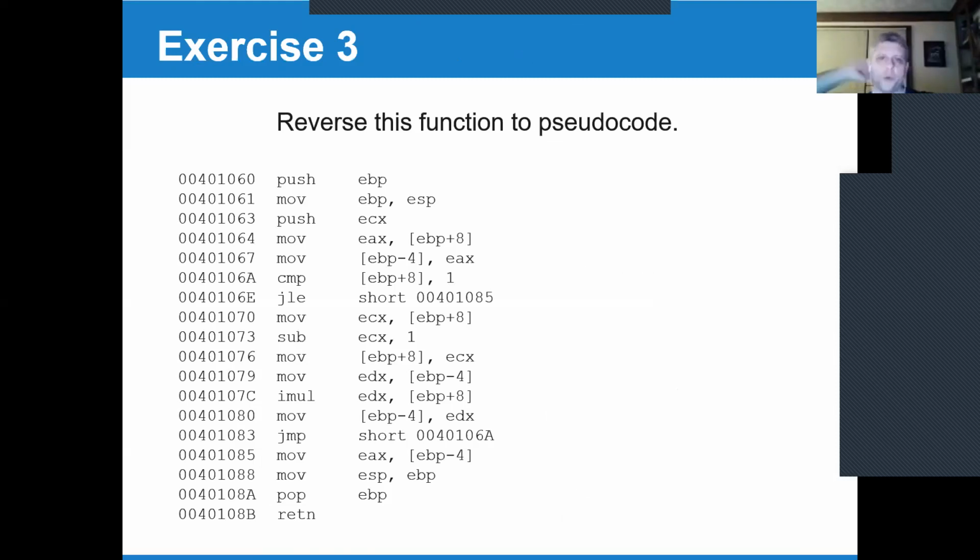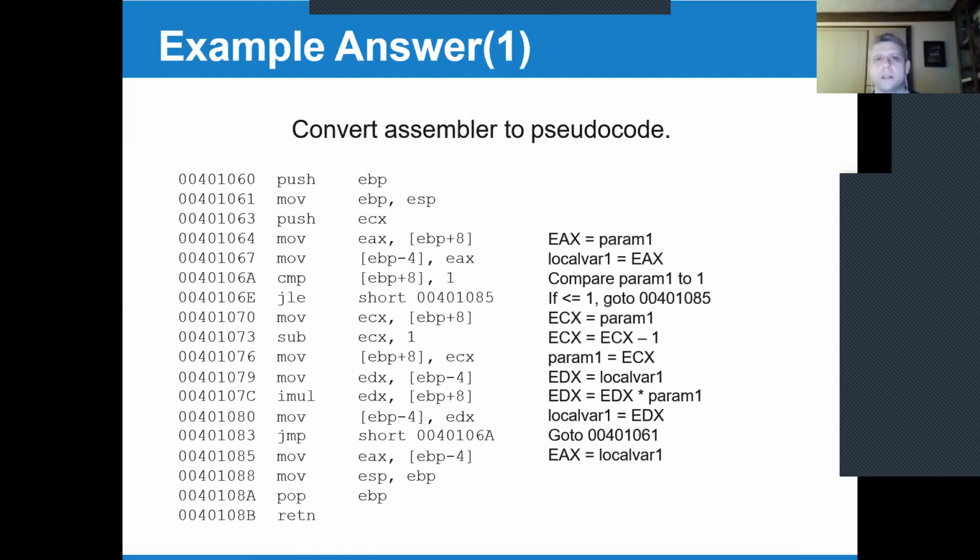All right, so we have this exercise 3. This is just going through and reversing the function to pseudocode. I will leave that as an exercise for you to do on your own if you want. Just remember to go through each line, and I'll step through it really fast. You'll be able to go through it on your own. Just go through each line and convert the assembler to pseudocode.